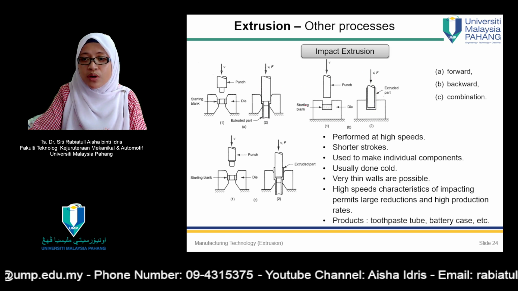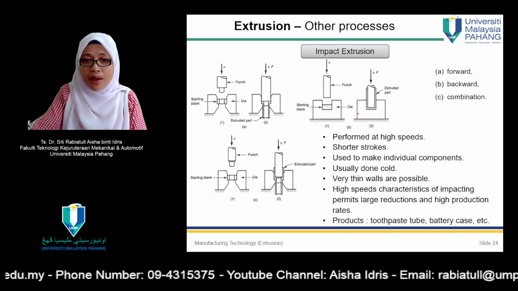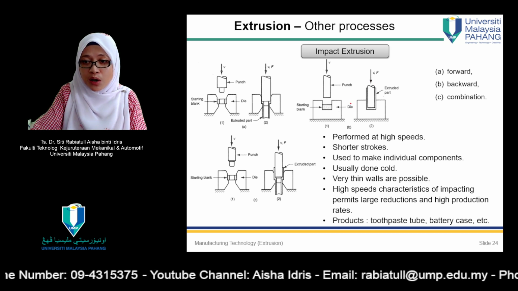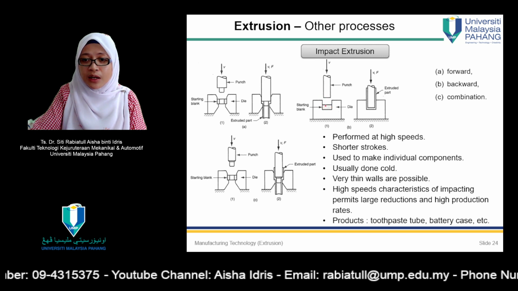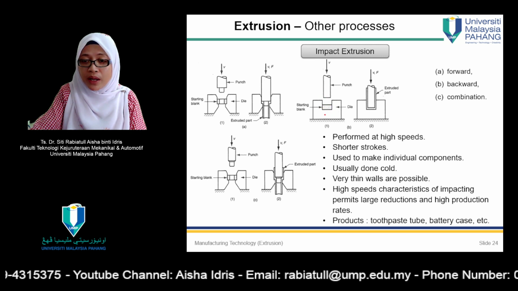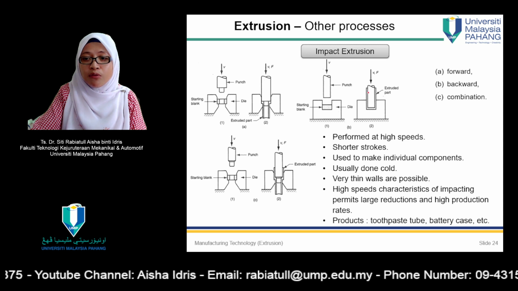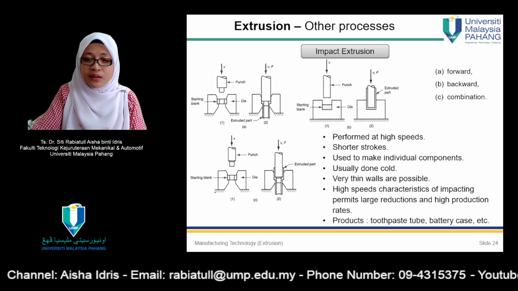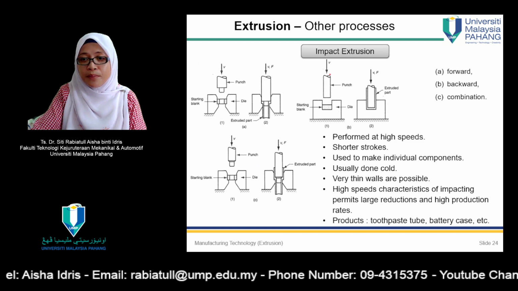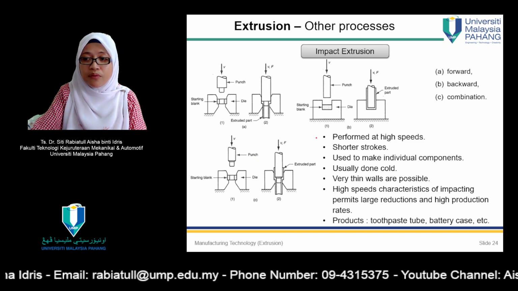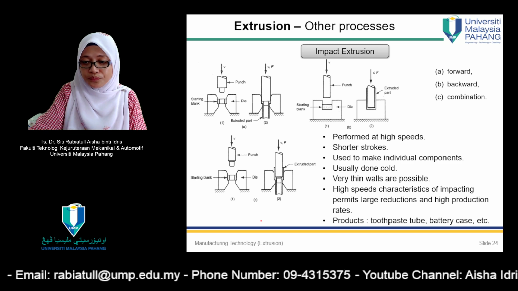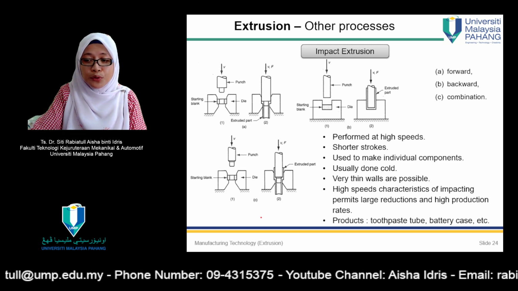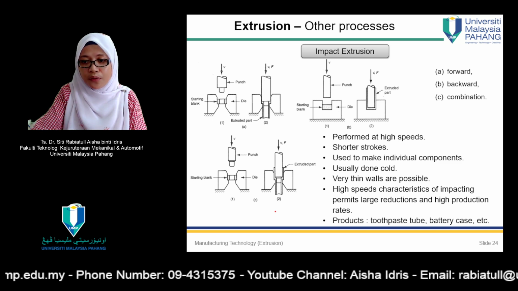Meanwhile, backward is more or less the same as the indirect extrusion process just now. Give a punch to the blank, the raw material in the die, then it will follow the shape of the punch. The process for impact extrusion can be backward, forward, or a combination of the two. For example, products include toothpaste tubes, battery cases, and so on and so forth.